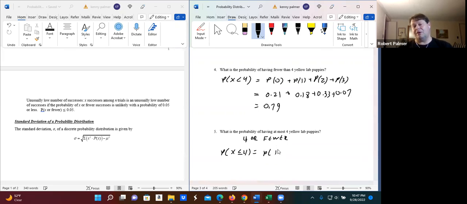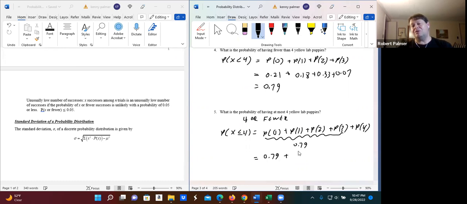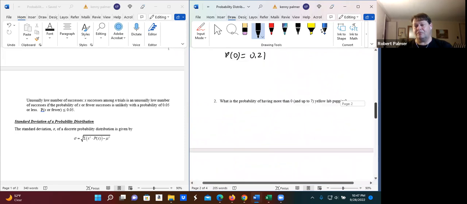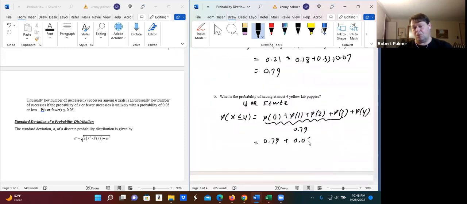So this is the probability of 0 plus the probability of 1 plus the probability of 2 plus the probability of 3, plus the probability of 4. Now we could add all these again, but we know this is 0.79. So all I have to do is add 0.79 to the probability of getting 4, which we've seen before is 0.05. If we add those, that's 0.84 or 84%. So there's an 84% chance of having at most 4 yellow lab puppies. Another way to think of that is as the complement of having 5, 6, or 7.